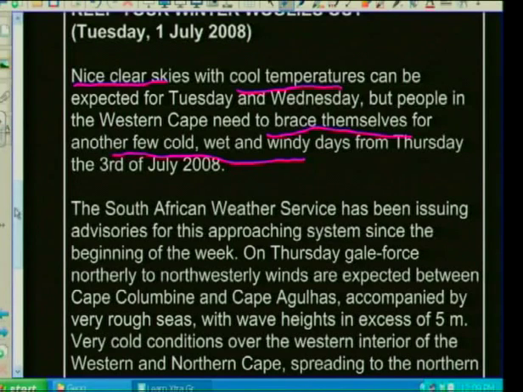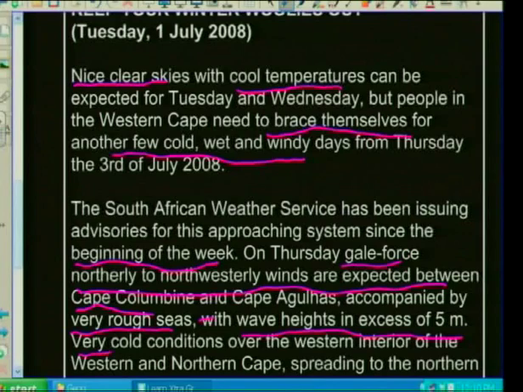Okay? South African Weather Bureau is issuing advisories for this approaching system since the beginning of the week. So it's coming through. On Thursday, gale force, northerly and northwesterly winds are expected. Wind direction again. Cape Columbine and Cape Agulhas accompanied by rough seas. Okay, the winds, the stronger winds, with wave heights in excess of 5 meters.